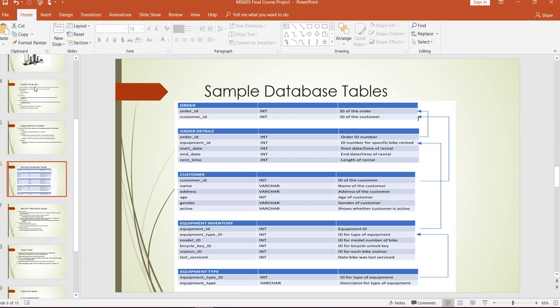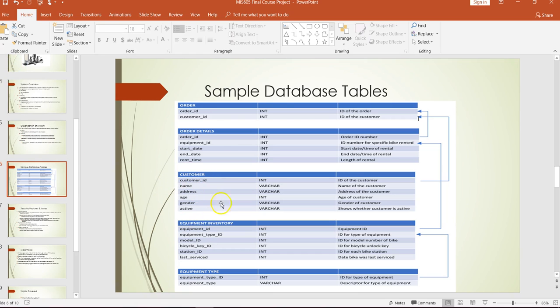You could have, for example, 5 different tables. One could be an order table where you have the order ID as well as the customer ID. Those rows correlate to other tables. So you could have a table called order details where it tracked details about each specific order. There you see we have the start date of the rental, end date of the rental, and the equipment ID. Each bike would have a specific ID associated with it.